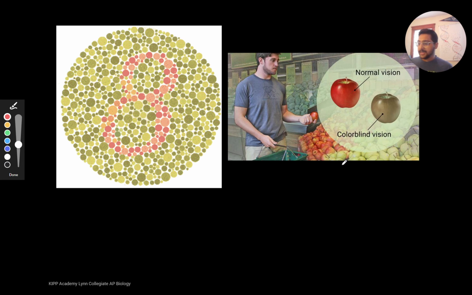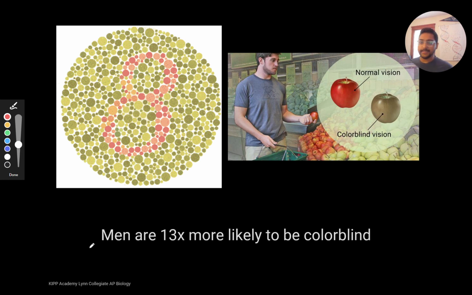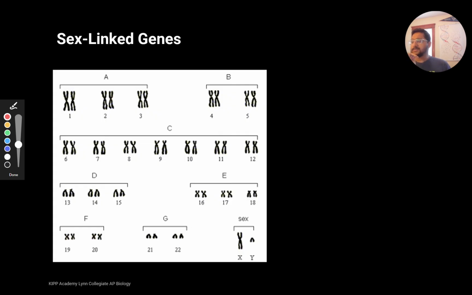So this is kind of what it looks like when people see red in regular vision versus colorblind vision. And what's interesting about colorblindness is that men are 13 times more likely to be colorblind than women. If you have the Y chromosome, at least, I'll show you that you're 13 times more likely to be colorblind. And so what does this mean? Why is that happening?